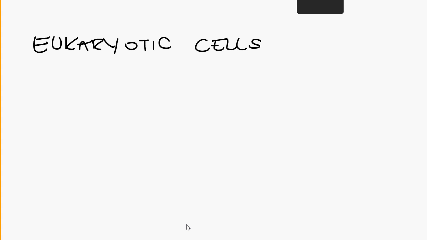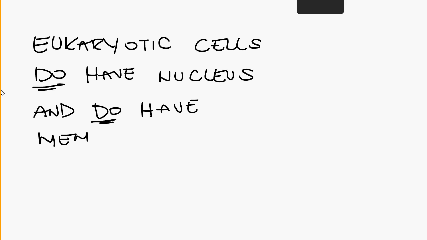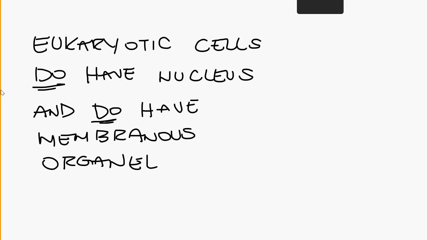In a eukaryotic cell, or eukaryote, they do have a nucleus and do have membranous organelles. That means that all of their organelles have a membrane surrounding it.